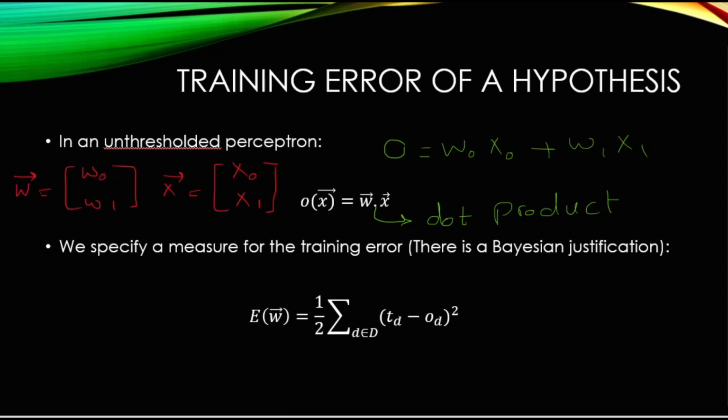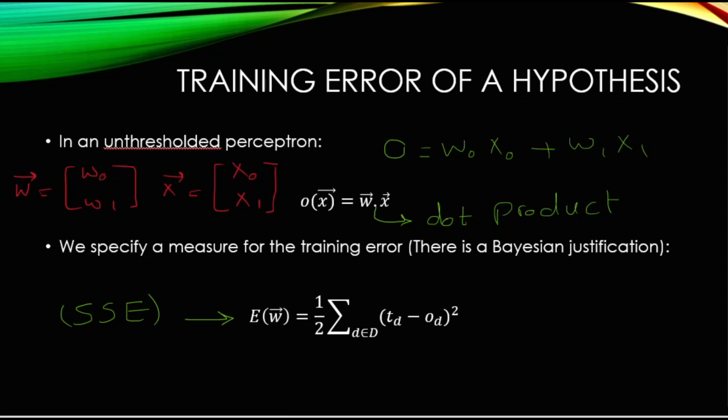Remember, the error that I'm going to show right here, I've actually shown it already, it's called the sum squared error. There is a very good reason why we've chosen this error function, but this is beyond this video. However, there is a Bayesian justification for this, but we're not going to get into that. For now, let's just accept that this is a proper error function.